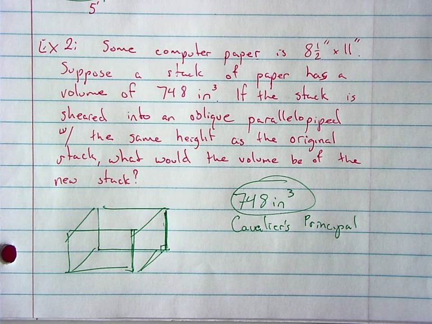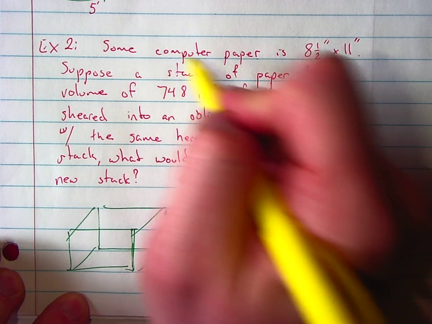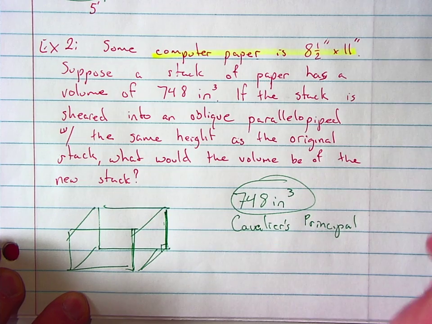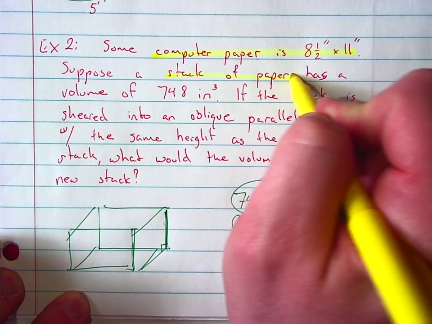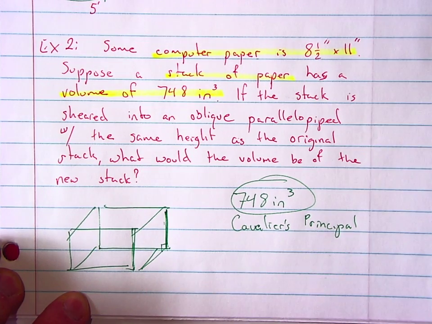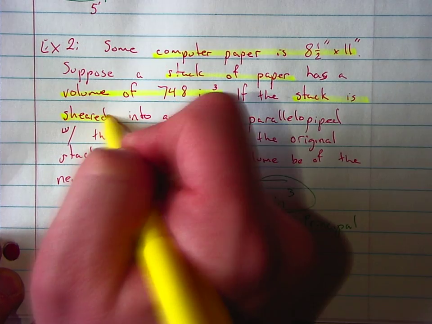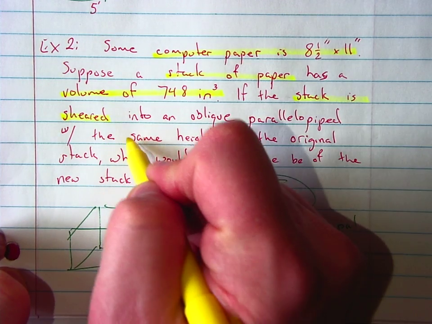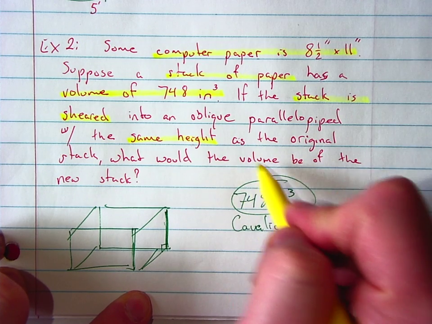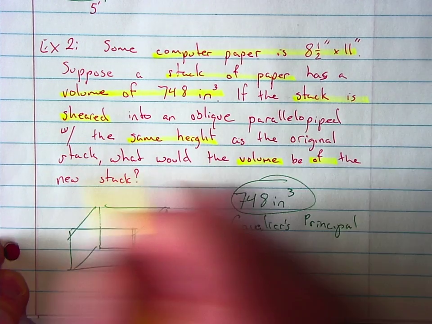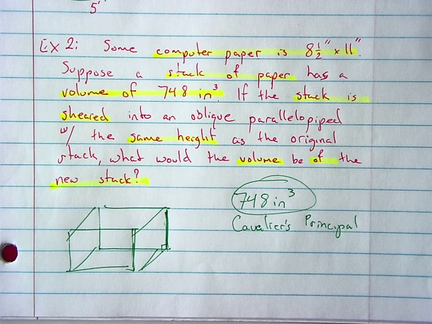So example 2 is done. Hopefully you wrote down enough. Computer paper 8.5 by 11. Stack of paper, volume of 748. Stack is sheared, that means kind of tilted. Same height. Volume of new stack 748. Cavalieri's principle. I probably butchered that.